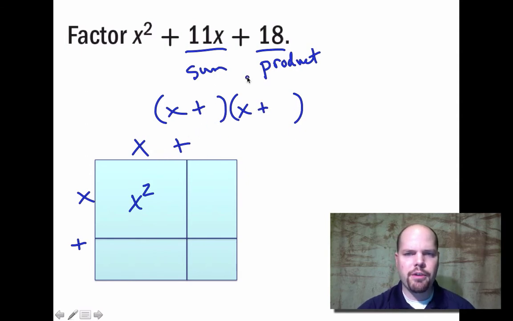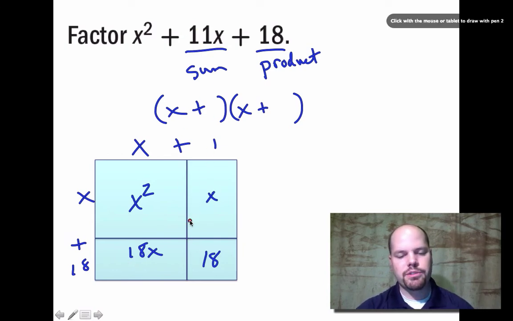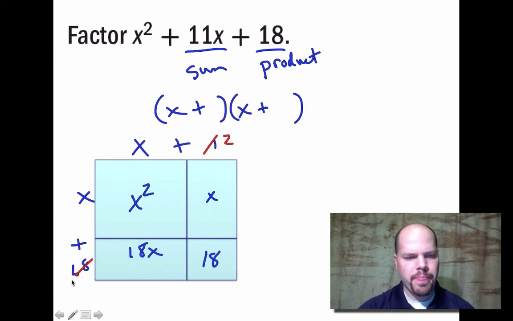Okay. Now, we need the product to be 18 and the sum to be 11. So we could try 1 and 18. If we try 1 and 18, that's going to give us 18, we know that for sure. But then this will give us x and 18x, and that sum is not 11. That sum is going to be 19x. We don't want that, so that won't work. So we go to the next two: 2 and 9. So let's try this to be a 2, this to be a 9, so this is going to be an x by 9. Okay, this one didn't work, this one didn't work.